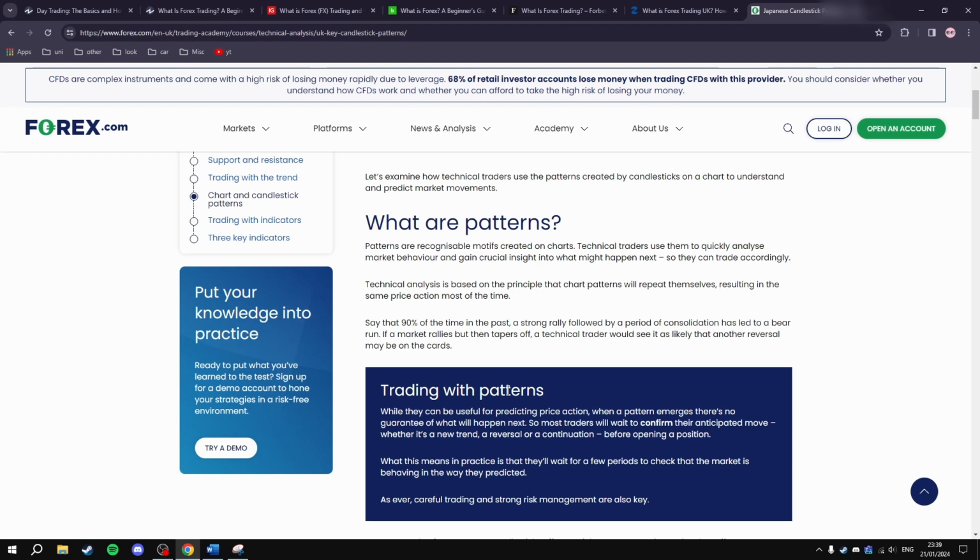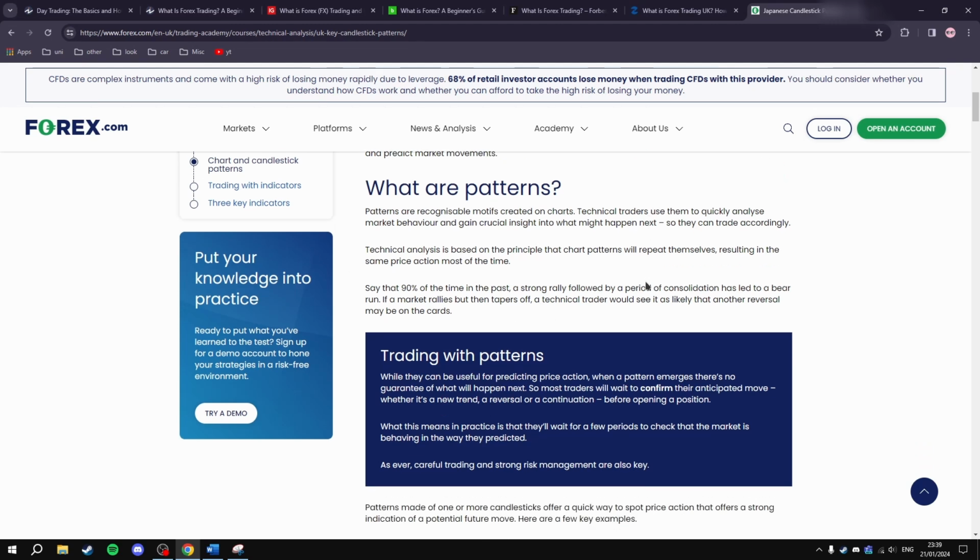Okay. Trading with patterns. While they can be useful predicting price action, when a pattern emerges, there's no guarantee of what will happen next, so most traders will wait to confirm their anticipated move, whether it's a new trend, reversal, or continuation, before opening a position. What this means in practice is that they'll wait for a few periods to check that the market is behaving the way they predicted. As ever, careful trading and strong risk management are also key.